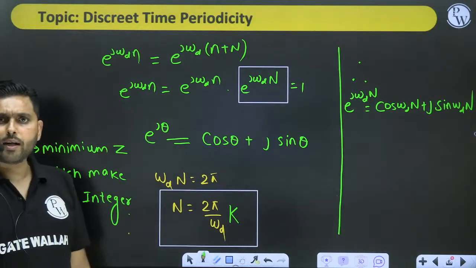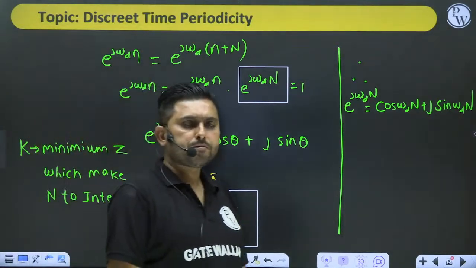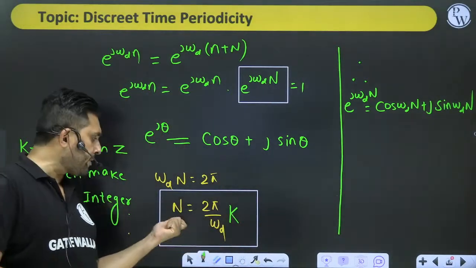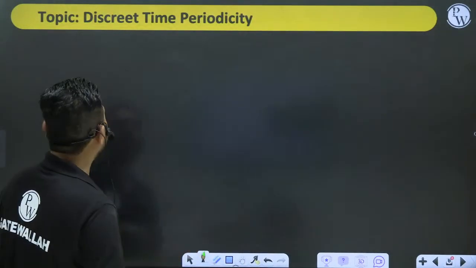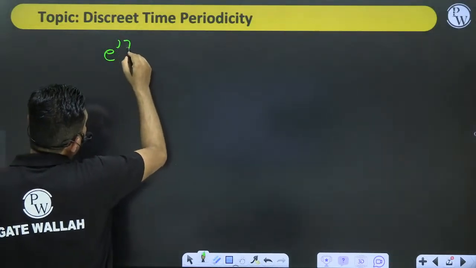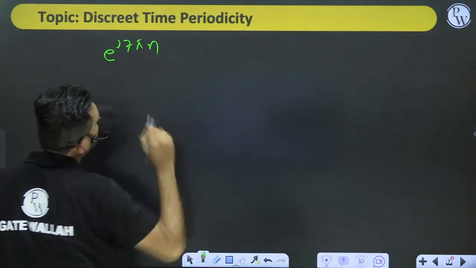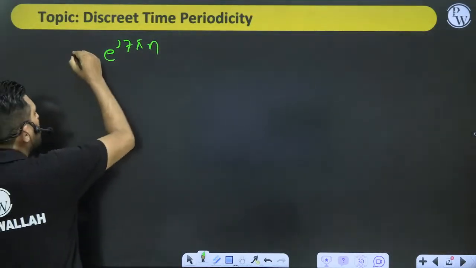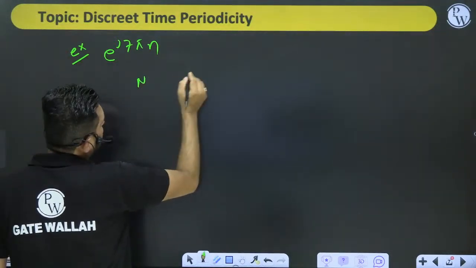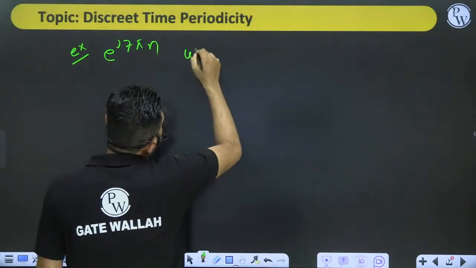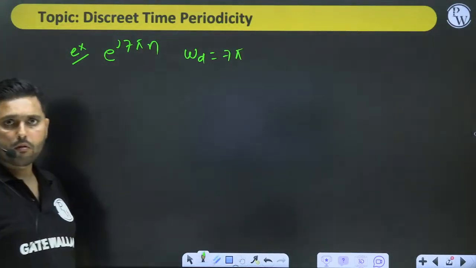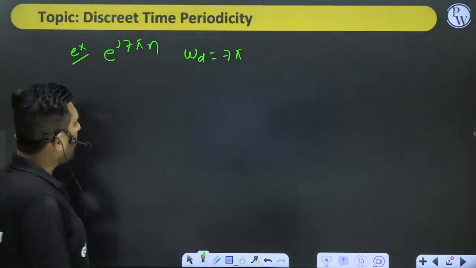Okay, what I am saying is that this k is a minimum integer which will make this capital N to be integer. Let's take an example, then only you will understand. See here, suppose consider e to the power j 7 pi n. Example, if you consider n here, omega d is 7 pi. So what is your n?